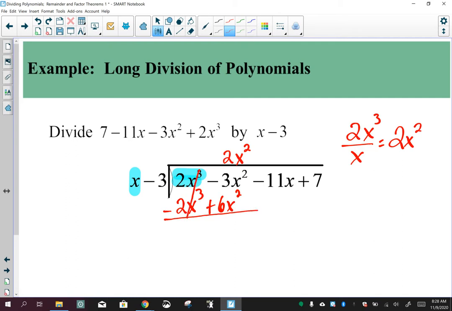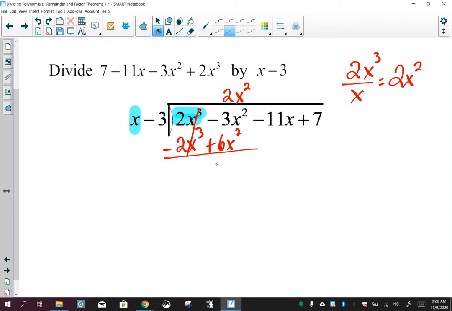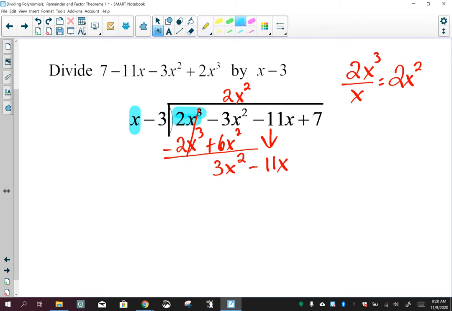Now we combine. If you did it correctly, that goes away. So I've got 3x squared negative, that's going to be added to a 6x squared. When that happens, I get a 3x squared that's positive, and then I drop down my next term. Now I have a new focus. My new focus is this term right here. So now we're going to do it all over again.